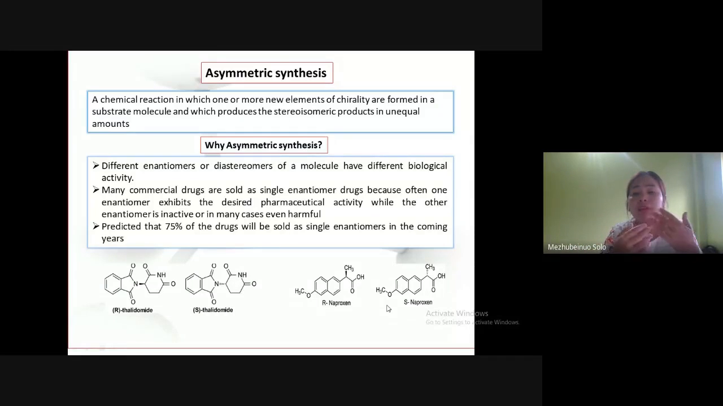Before the thalidomide tragedy, almost all commercial drugs were sold as a racemate mixture, that is, 50% R and 50% S enantiomer. But after the thalidomide tragedy, scientists started developing drugs as single enantiomers, and now many commercial drugs are sold as single enantiomer drugs, because often one enantiomer exhibits the desired pharmaceutical activity while the other enantiomer is inactive or in many cases even harmful. Now more than 40% of commercial drugs are sold as single enantiomers, and it is predicted that 75% of drugs will be sold as single enantiomers in the coming years.